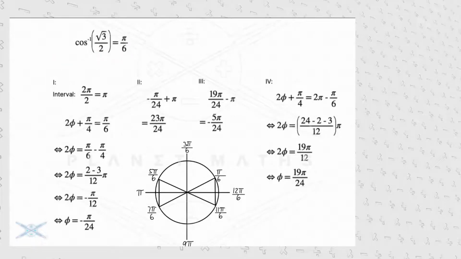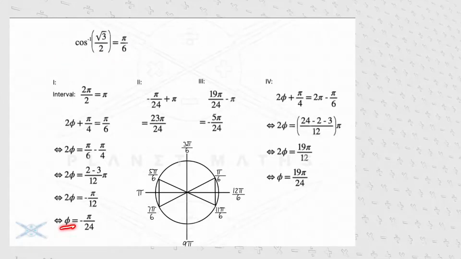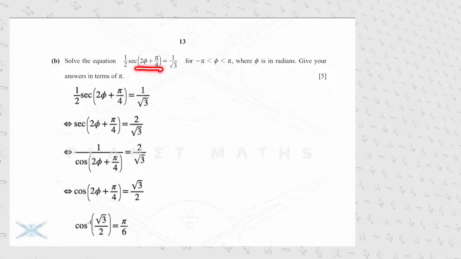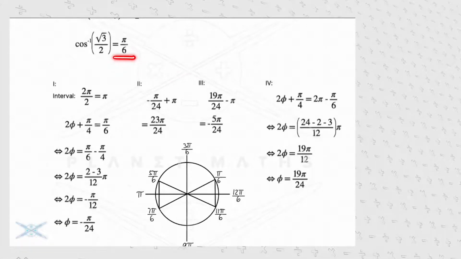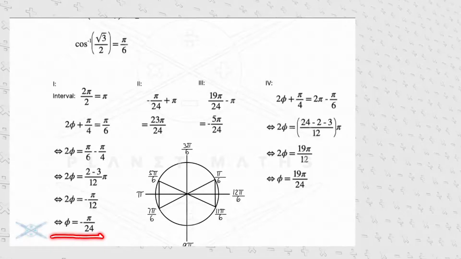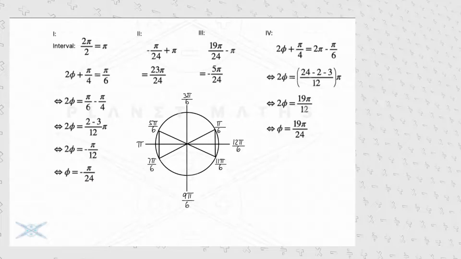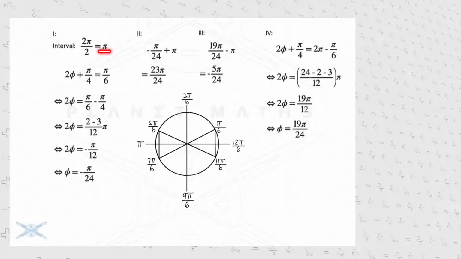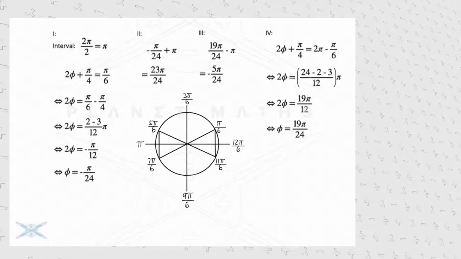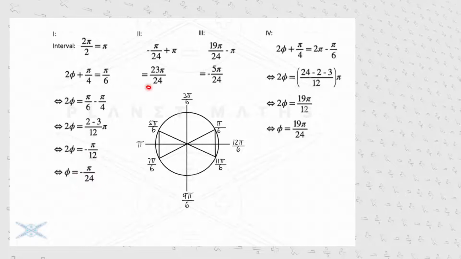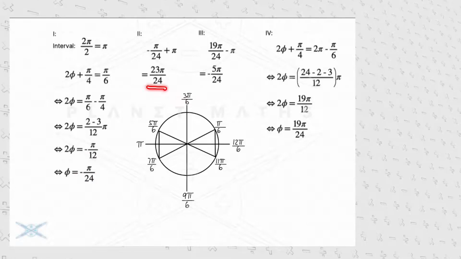In the next step, we can find our first solution for phi by equating the expression 2 phi plus pi over 4 with pi over 6. Rearranging this equation delivers us the first solution, which is negative pi over 24. Since the interval of this trigonometric function has been determined as pi, we can receive our second value by adding pi to negative pi over 24, which results in 23 pi over 24.